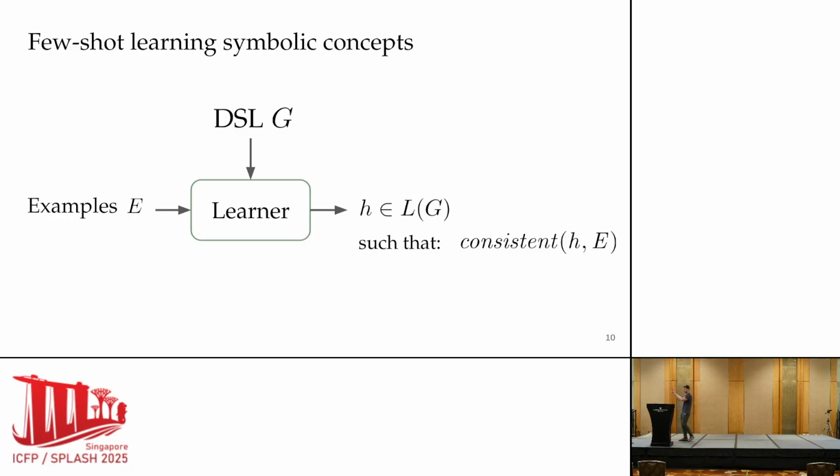This is the kind of abstract setup we're considering, right? Given just a few examples, some learner has to produce a hypothesis in a symbolic language, a DSL, that's consistent with the examples, except we don't have the DSL here. So the goal is to somehow automatically construct a DSL so that this particular class of learners biased towards simplicity are likely to succeed from few examples.